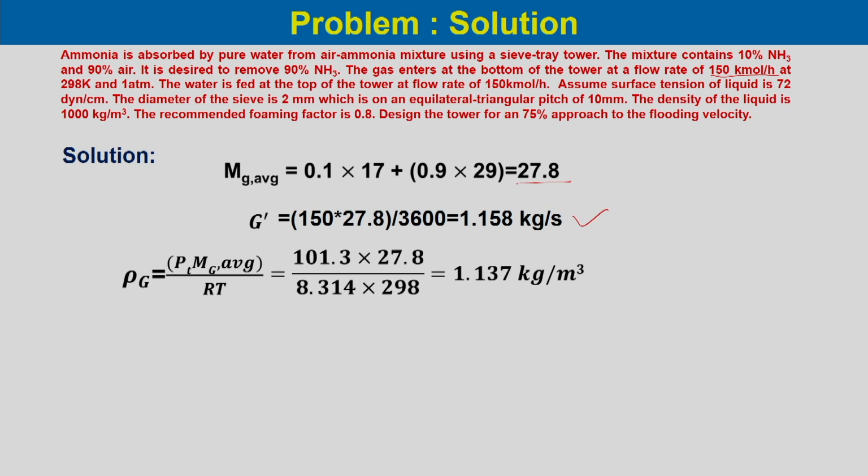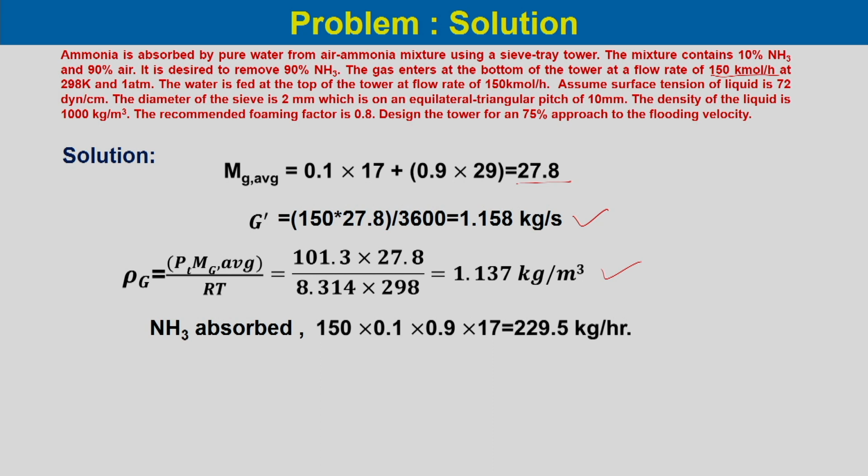Now, rho g would be equal to Pt mg average divided by RT. So, it is 101.3 total pressure into the average molecular weight divided by R into T, which is coming around to be 1.137 kg per meter cube.